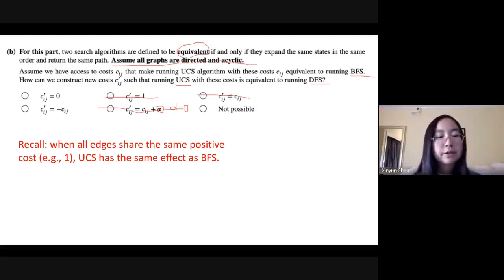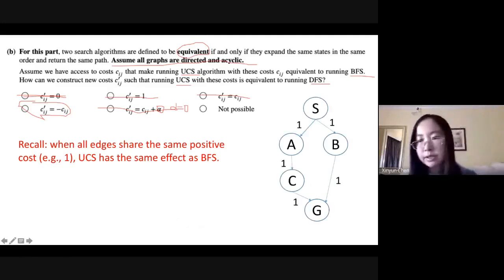Then C equals 0 is definitely not a good answer, because when all the edge costs are 0, it means basically all nodes are equally good to expand. So it is definitely not a DFS, where we want to prioritize deeper nodes. Then finally, the question is whether this is the correct answer. The answer is that this is indeed the solution, but let's see why.